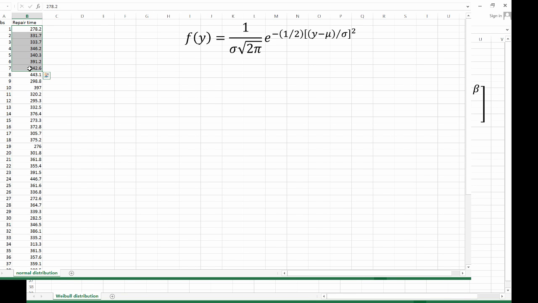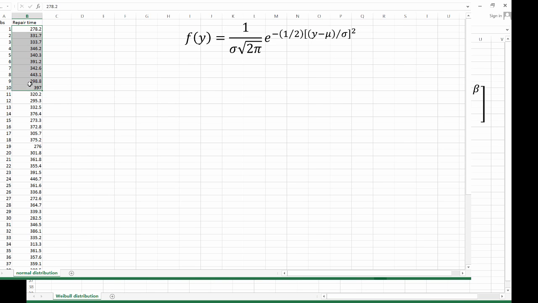Okay, so what do we need to do? We need to test this assumption later. But let's just assume for now that the repair time follows a normal probability distribution. And so what we want to do is ultimately find the optimal values of mu and sigma that give us the best normal distribution for these failure time observations.